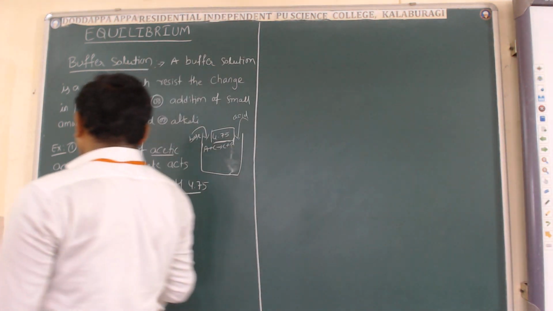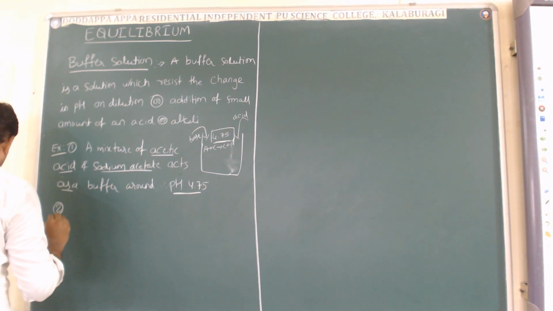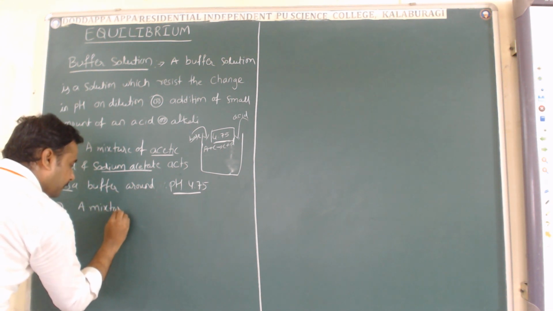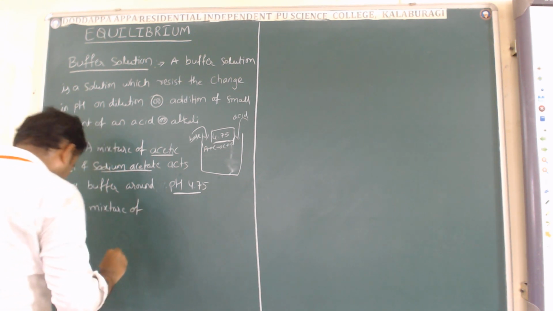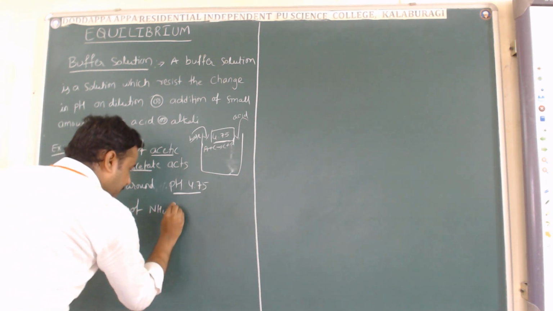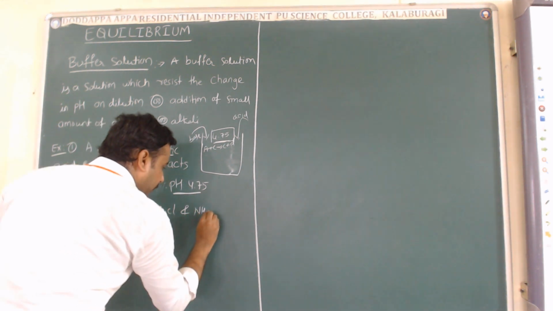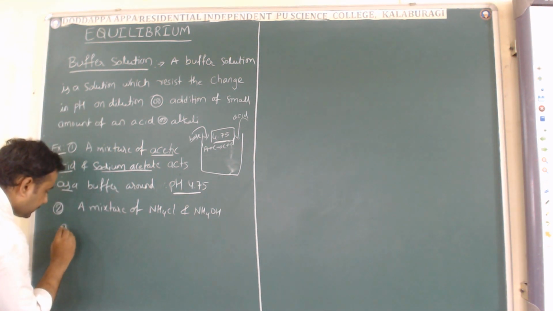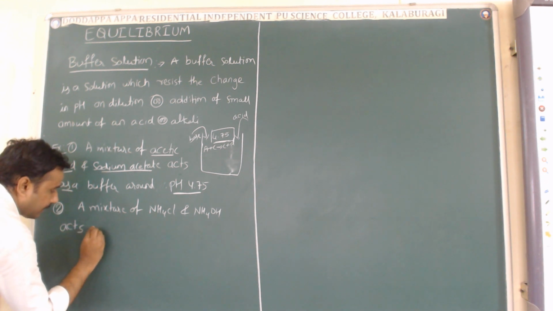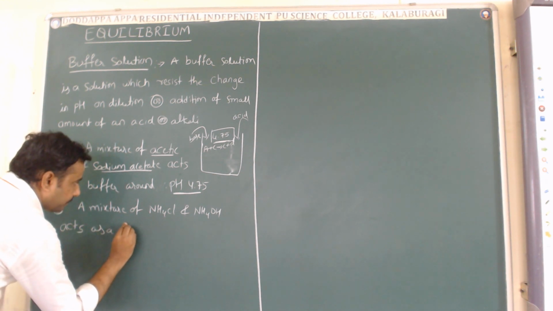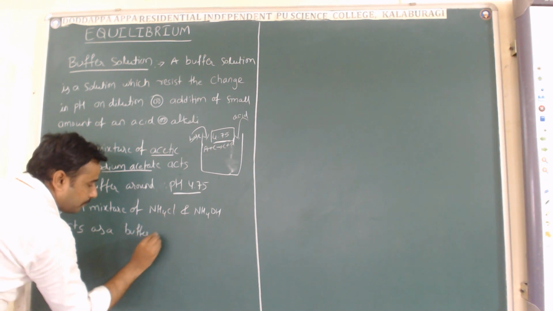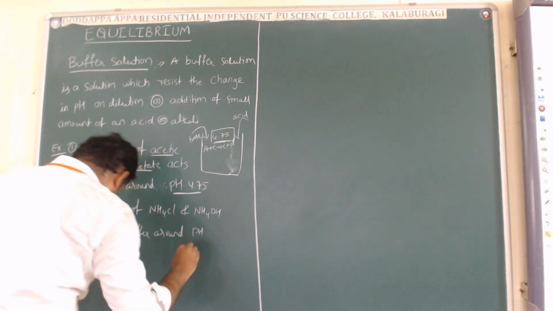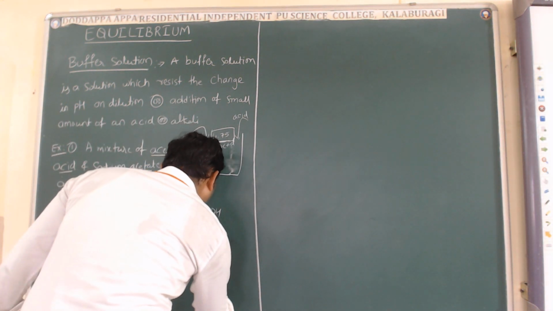Next, the second example, you can also write down. The second example is a mixture of ammonium chloride, NH4Cl, and NH4OH, which acts as a buffer solution around pH 9.25.